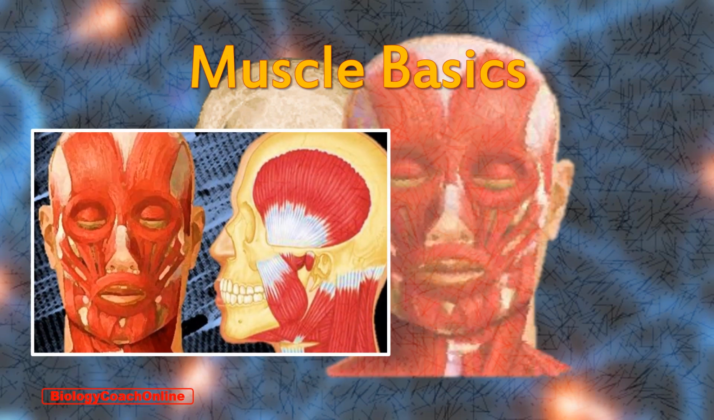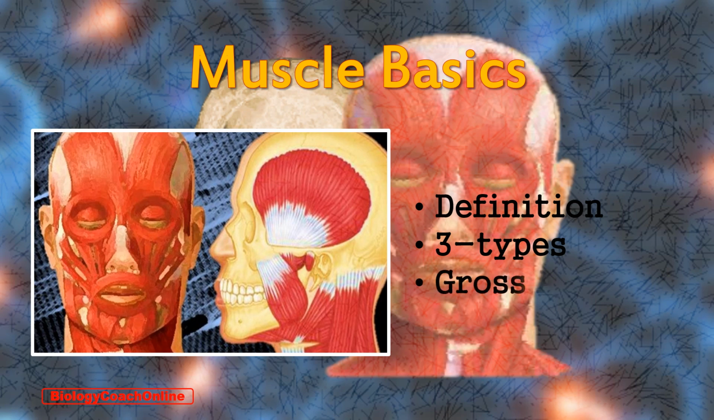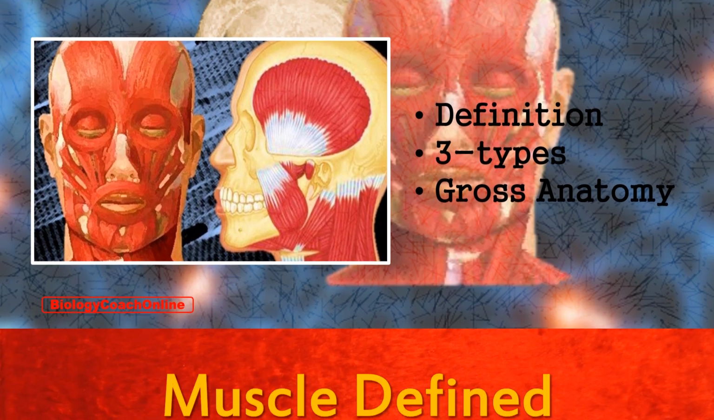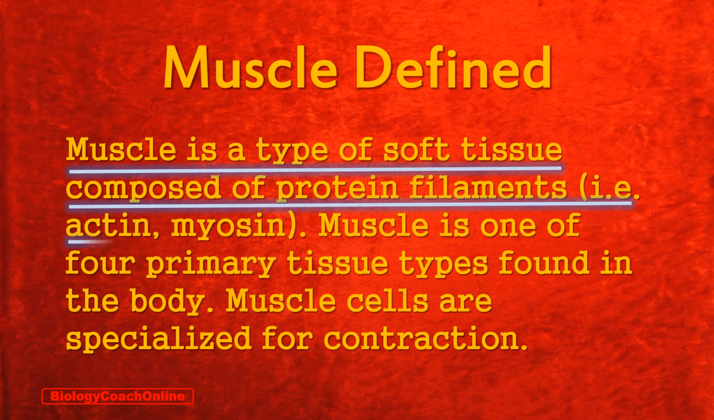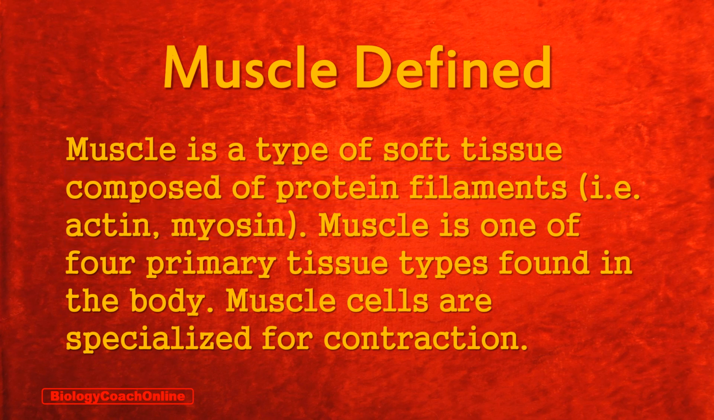In this lecture, we will define muscle and identify the three types of muscle tissue, differentiate skeletal muscle from the others, and examine the gross anatomy of skeletal muscle specifically. So let's get started. What is muscle? Well, muscle is a soft tissue, in contrast to bone, that is found throughout the body. Now, muscle is composed of protein in the form of filaments, and those protein filaments specifically are called actin and myosin. More on that later.